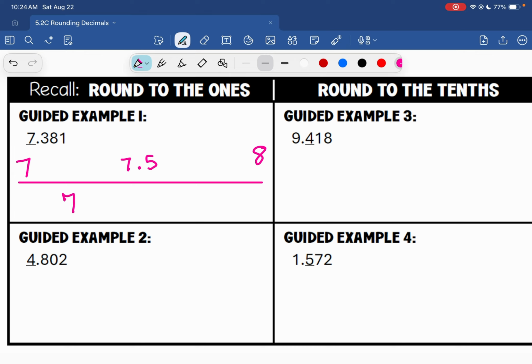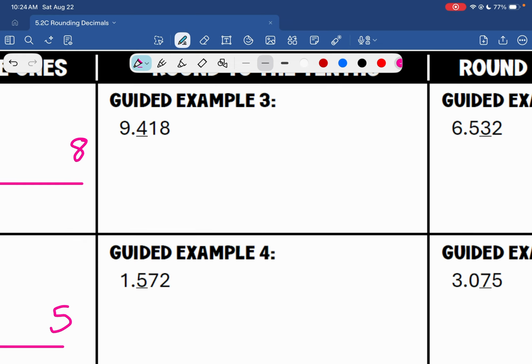Now, guided example 2, we have 4 and 802 thousandths, and that's between 4 and 5, and our halfway point is 4.5. The number we're rounding, 4 and 802 thousandths, is greater than the midpoint. So that means it's closer to 5, and it would round to 5. All right, let's move on to example 3.